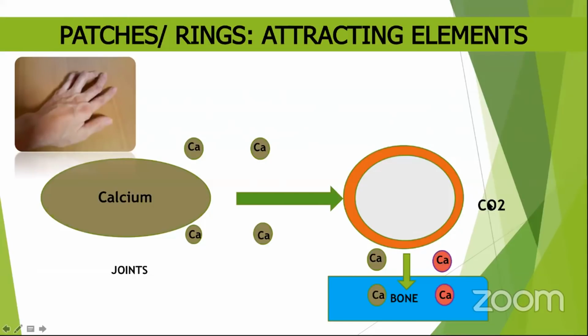This is using different fields. The CO2 is stronger than the positive. Give an example. The strength of the calcium is 40, and the strength of the CO2 is 44, which is stronger. This pulls the fields, pulling the calcium out of the joints to bring it back to the bone.